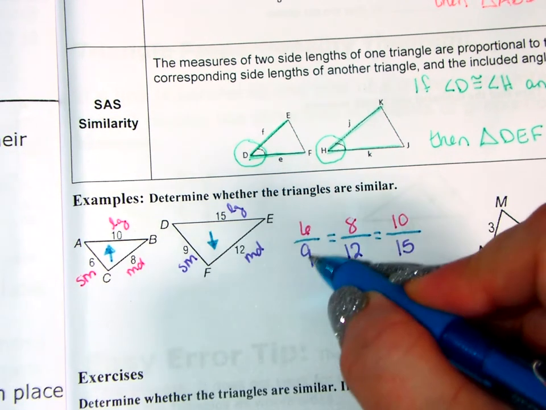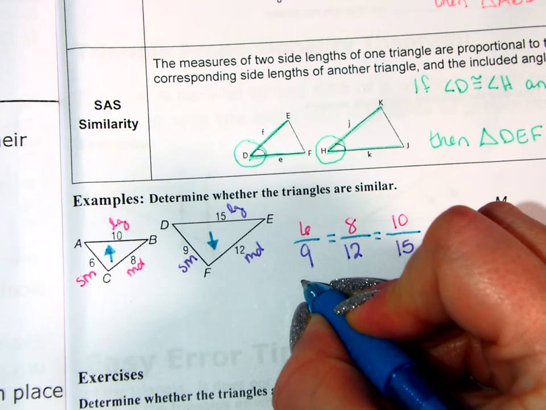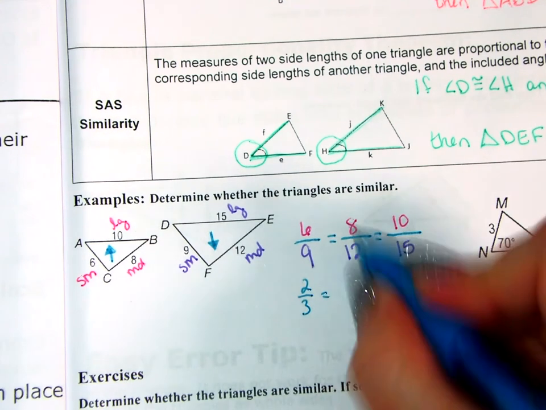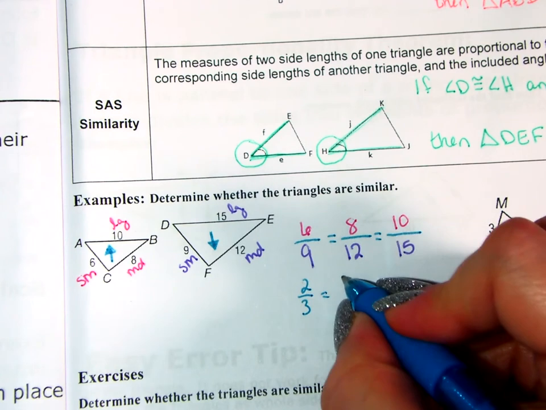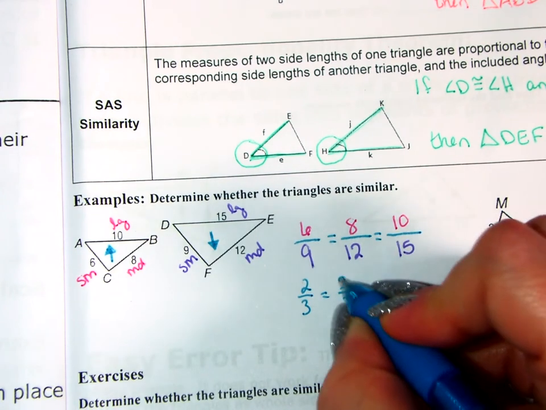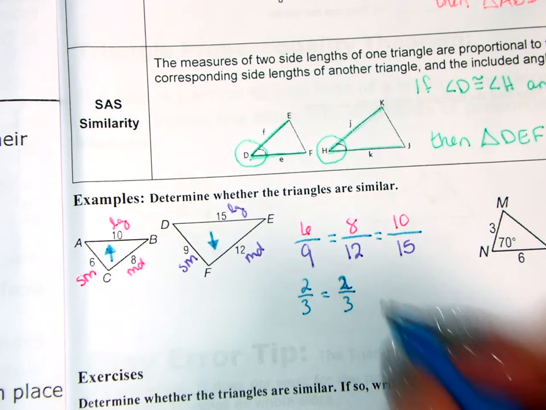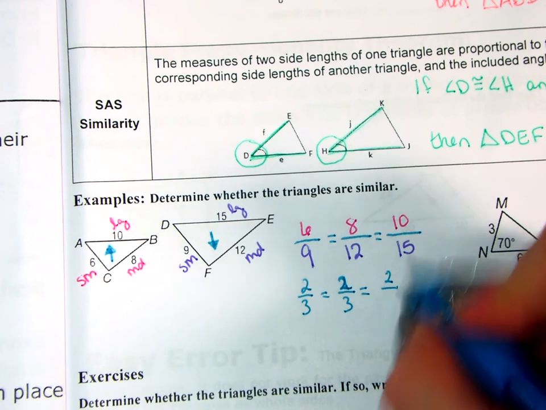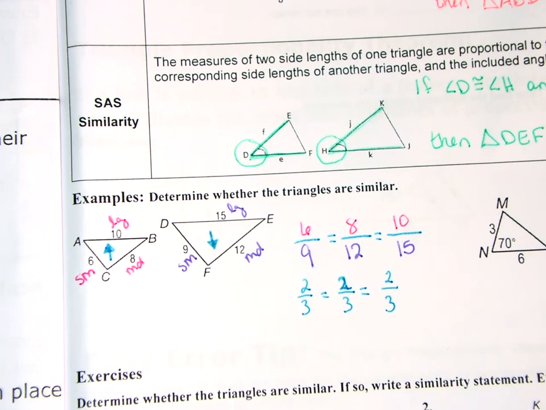Okay? So 6 over 9, 3 goes into 6 2 times. 3 goes into 9 3 times. 8 over 12, 4 goes in there once, 4 goes in there 3 times. Oops, sorry, 2 times. So far so good, 2/3, 2/3. And then 5 goes in here 2 times, 5 goes in here 3 times. So 2/3, 2/3, 2/3, yay. They are proportional. So we can say yes.